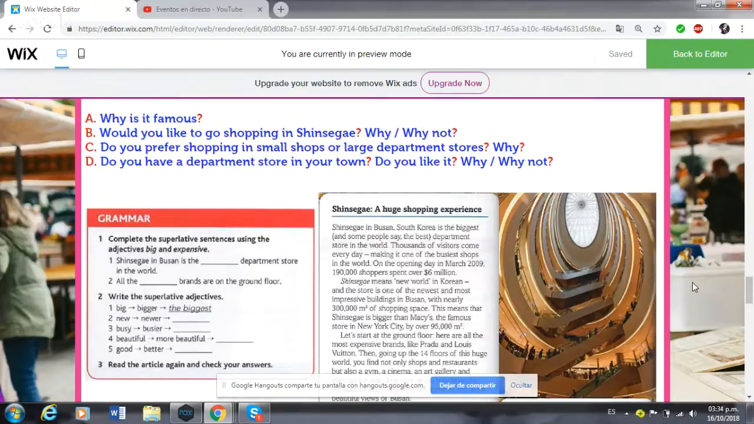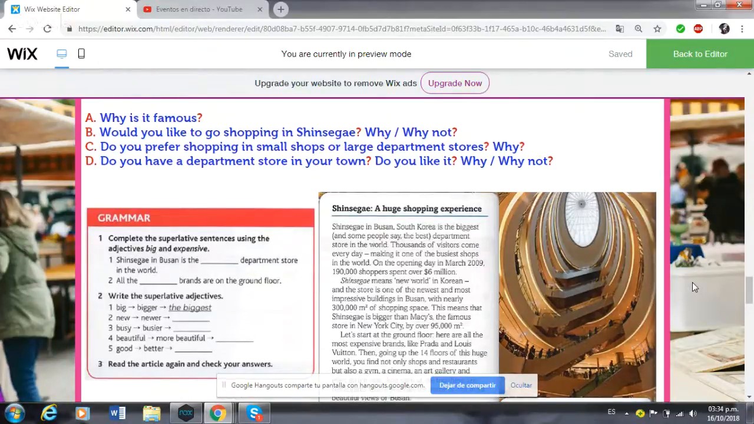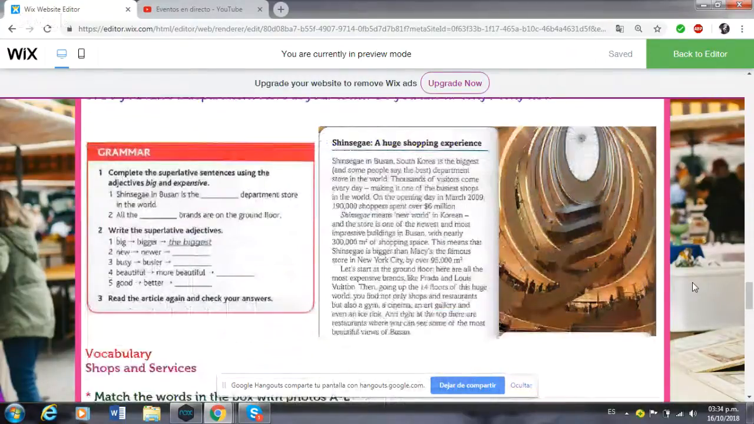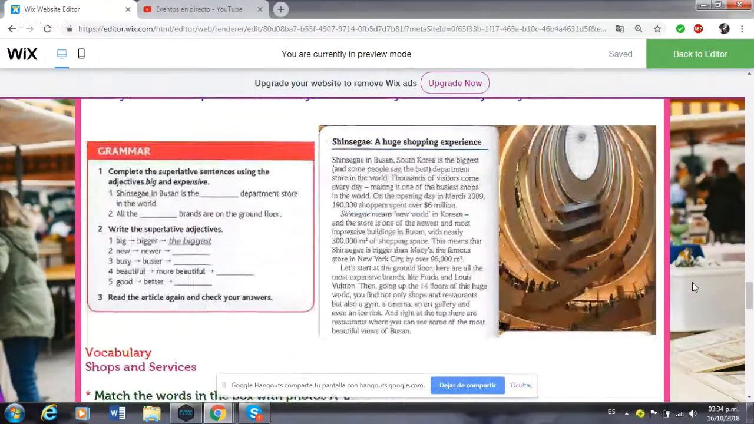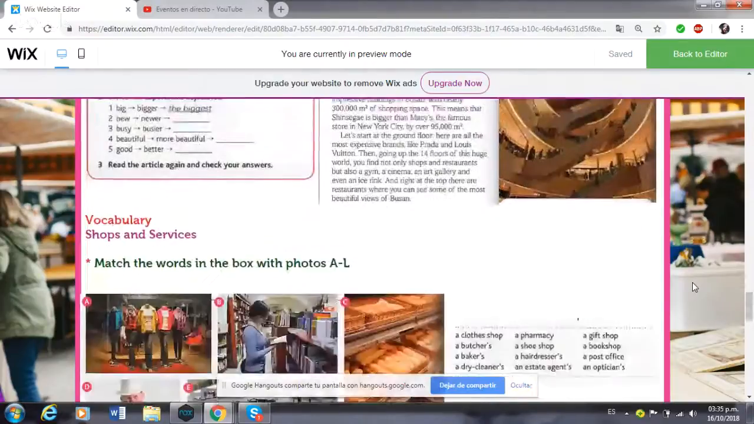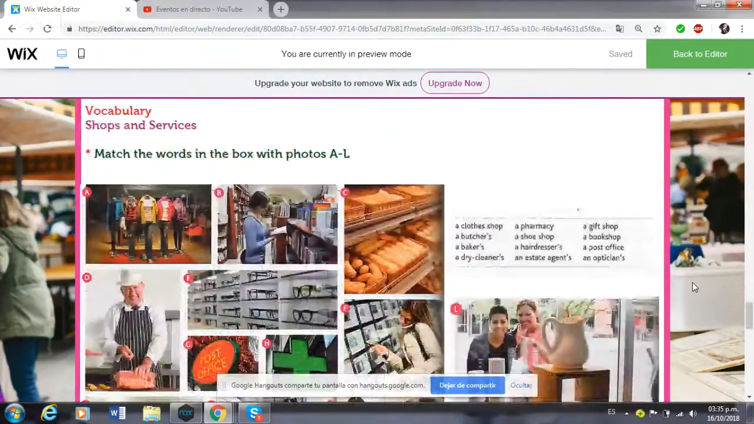And then this is the exercise about the reading. Yes, with the superlative form, no? Okay, then let's continue with some vocabulary. Okay, see here, you need this.